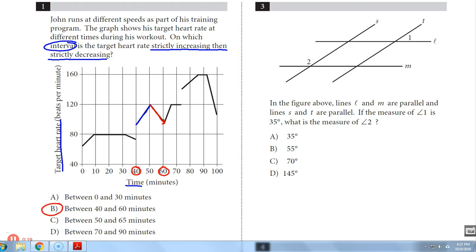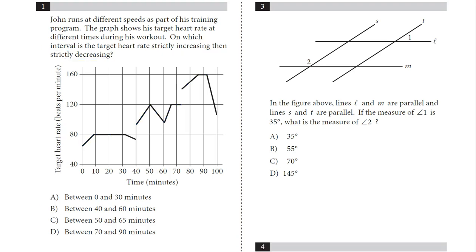If we go through the other answers, part A, between 0 and 30 minutes: we were increasing for the first 10 minutes, but then our heart rate stayed the same, so it couldn't be that interval. Part C, 50 to 65 minutes: that would be from here to here. It looks like we go up, we go down, then we start to go up, so it's not going to be that one. And from 70 to 90, we went up, then stayed the same, so it's not that interval either. The correct answer for that one would be B.